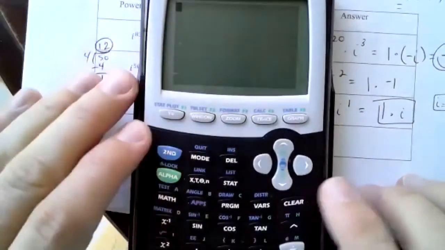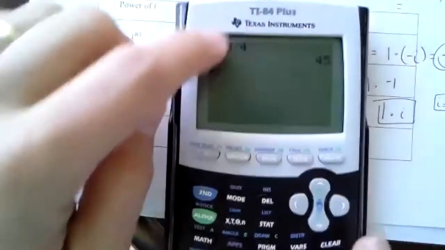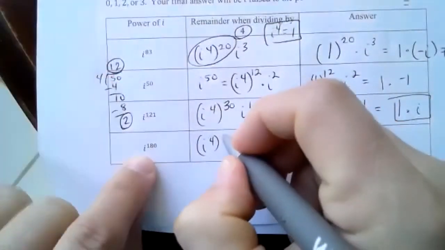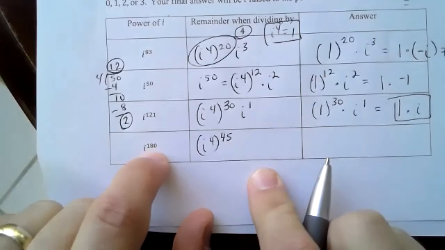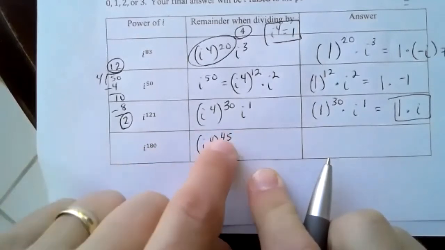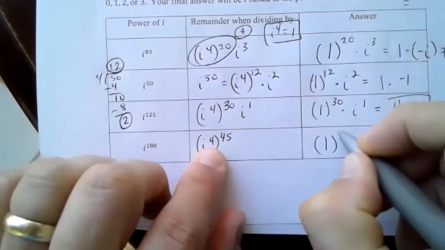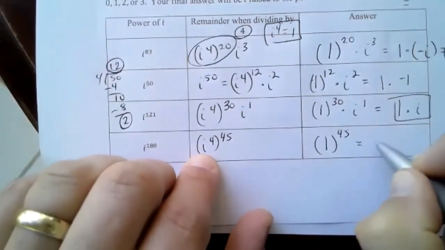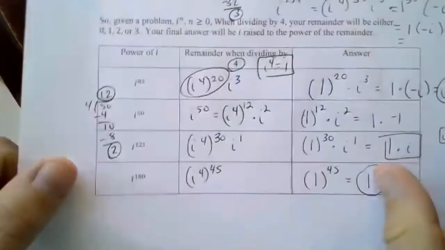So push second mode clear, all right? And then do 180 divided by 4. All right, we get an exact 45 here. So what does that mean? That means that i to the fourth power will go into i to the 180th power 45 times. And what is i to the fourth power? It's 1. Remember, that's the chart we went over. So i to the 45th power is 1, so if somebody ever asks you what's i to the 180th power, you can say, no doubt, the answer is 1, okay?